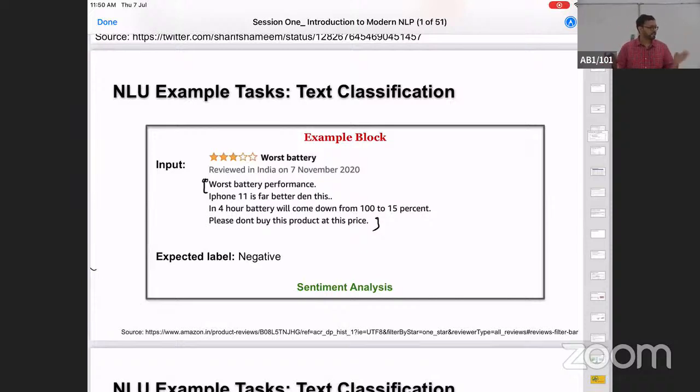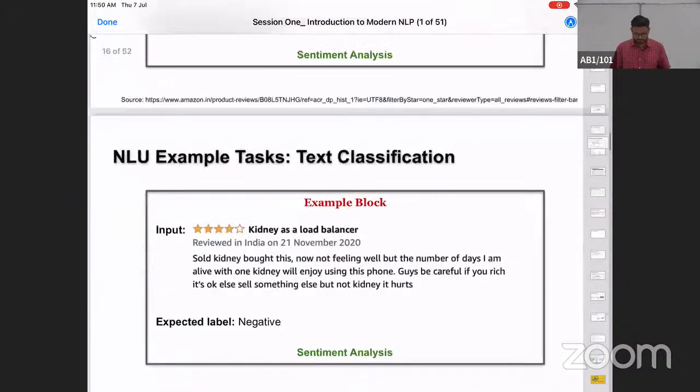Okay, so what is the challenge here? This looks very straightforward, right? There are some words I don't like, so maybe you have a negative word, worst. You have don't buy, right? Which you can directly associate with a negative sentiment review, and so on and so forth, right? So it doesn't look like a big challenge here. Let us look into the next example.